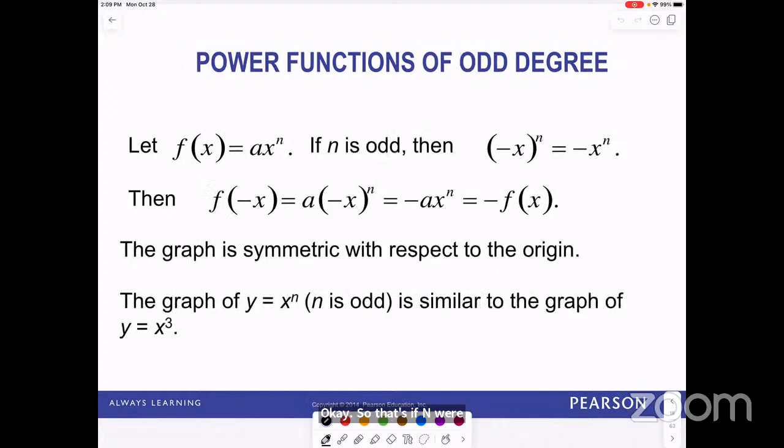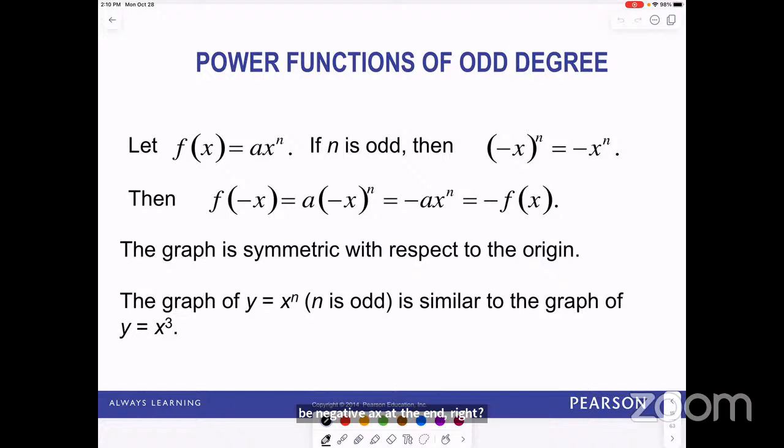Then naturally, we would want to explore, well, what if n were odd, right? So given the power function f of x equals ax to the n, if n is odd, then negative x to the n is going to be a negative times x to the n, right? So negative x quantity to the power of n is equal to a negative times x to the n. So in other words, what we're saying is f of negative x, if we replace x with negative x, we're going to get a times the quantity negative x to the power of n. Because n is odd, that means the next line is going to be negative ax to the n, right? But that's the same as a negative times f of x.